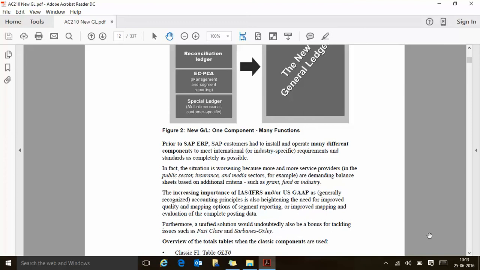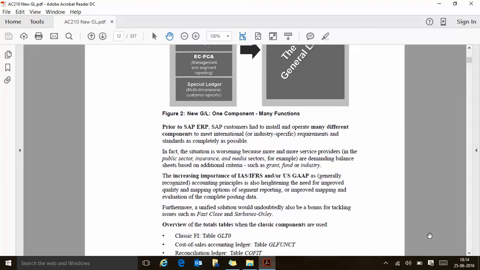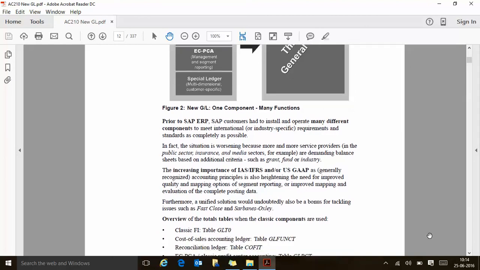Prior to SAP ERP, SAP has installed and operated many different components to meet international or industry specific requirements and standards as completely as possible. So SAP has tried to implement different solutions. In fact, the situation is worsening because more and more service providers, for example, are demanding balance sheets based on additional criteria such as grant, fund, industry. Different sectors are asking for different things. Then again, the increasing importance of international accounting standards like IFRS or US GAAP is also heightening the need for improved quality and mapping options for segment reporting.